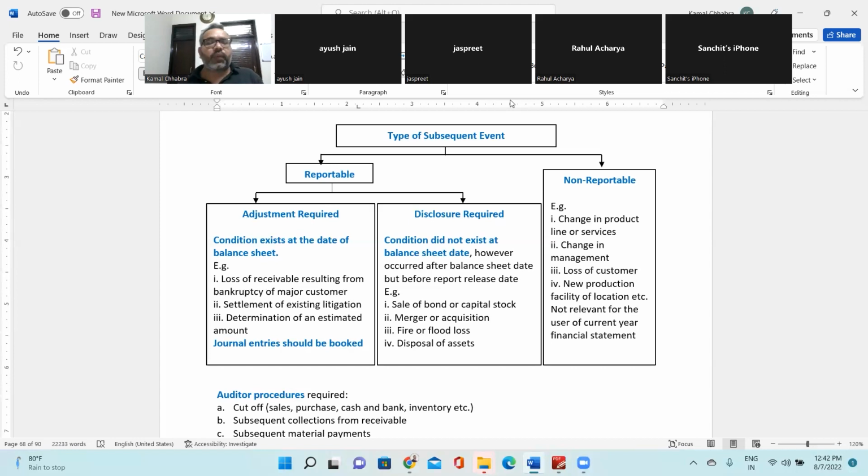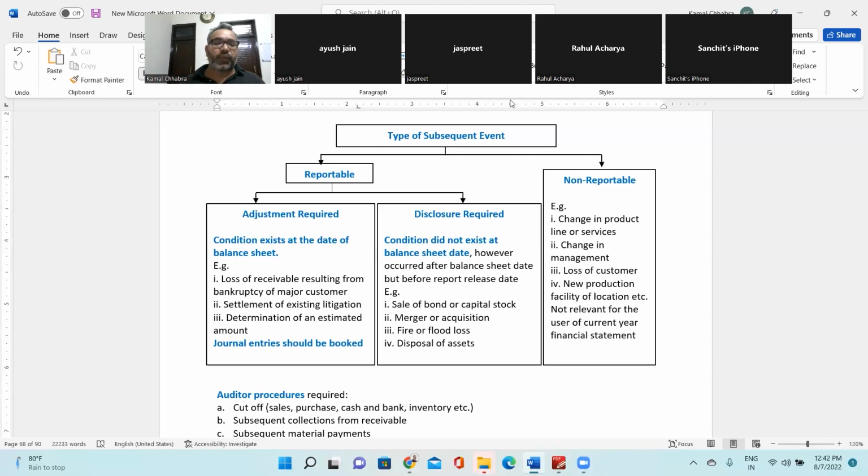Second is settlement of existing litigation. For example, your customer has made a litigation or claim against you. And now in the month of January, you are getting into arbitration and finally settling the amount with the customer. So if the amount is being settled with the customer subsequently, for which you have already made the sale in an earlier period, that means now the amount is concrete. You need to book that amount. You need to make the adjustment of that amount, right?